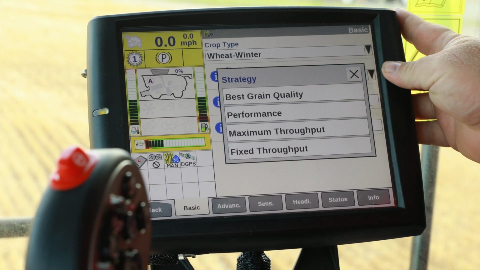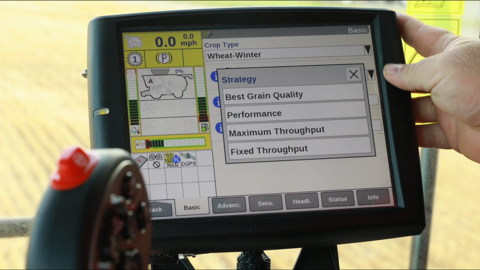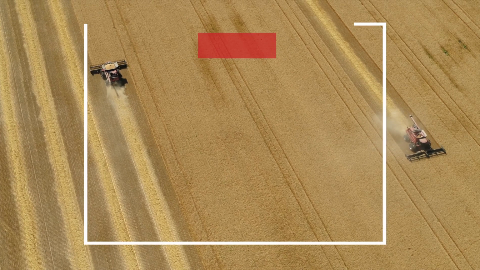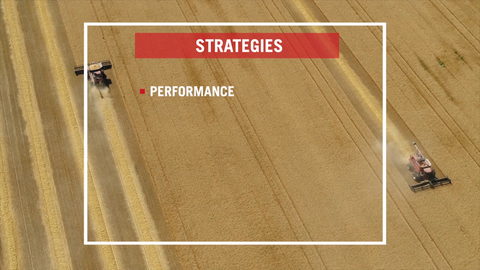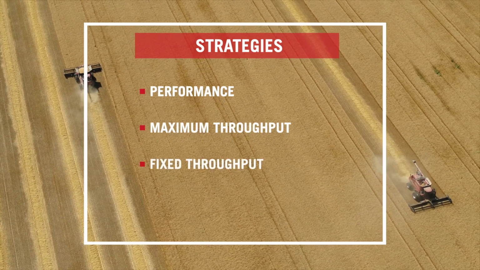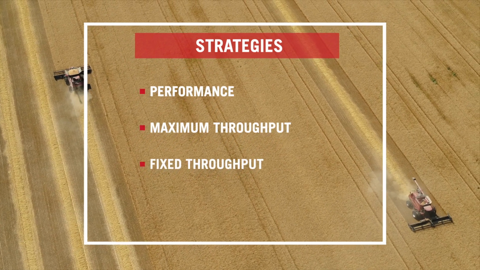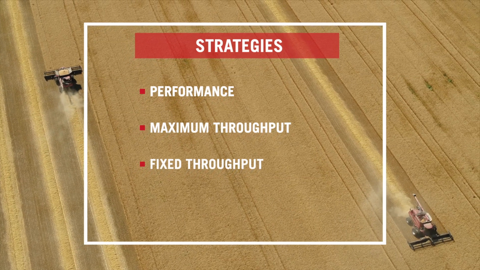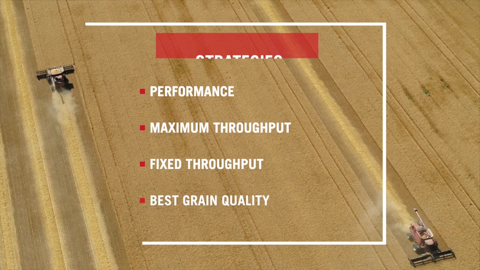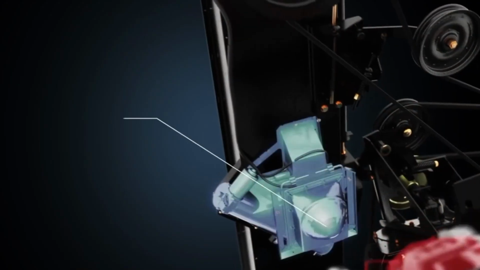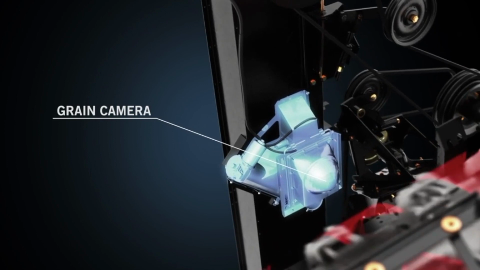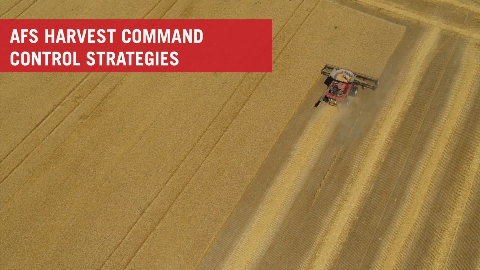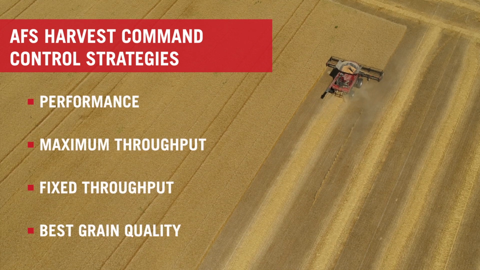Next, let's move to the strategy that Harvest Command will operate in. If you are familiar with feed rate control, you will remember there were 3 strategies we could choose from: performance, maximum throughput, and fixed throughput. Now that Harvest Command is active, a 4th strategy is available: grain quality. Since Harvest Command is utilizing a camera, we can now see the quality of the grain and material other than grain going into the tank. Let's quickly go through the 4 strategies we have here.